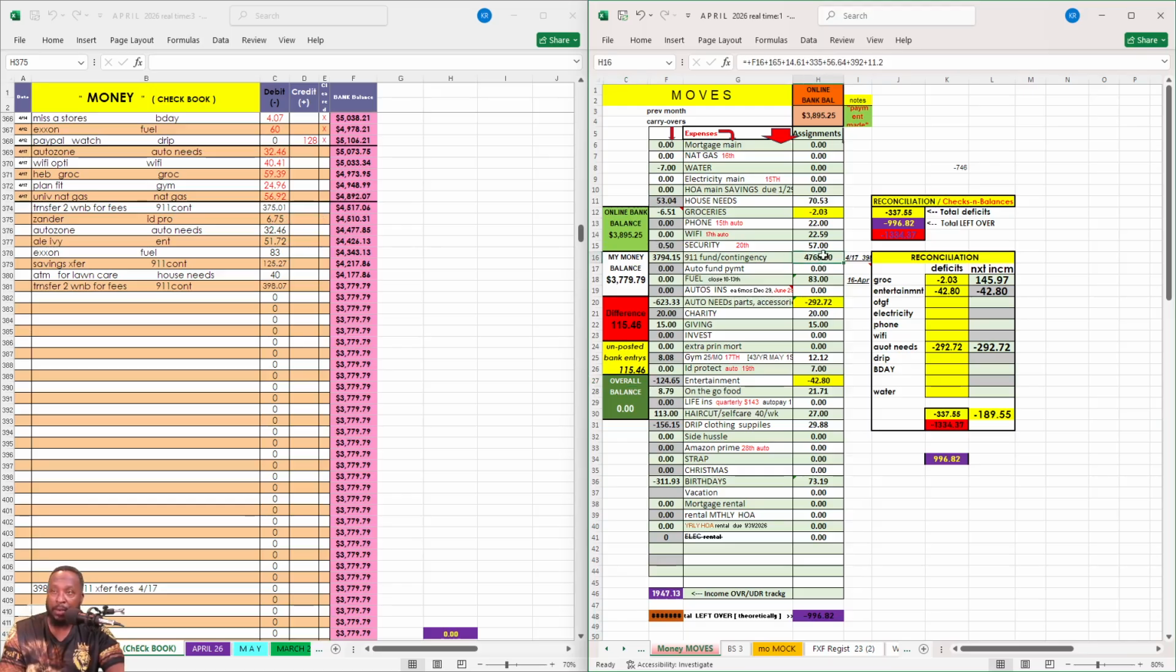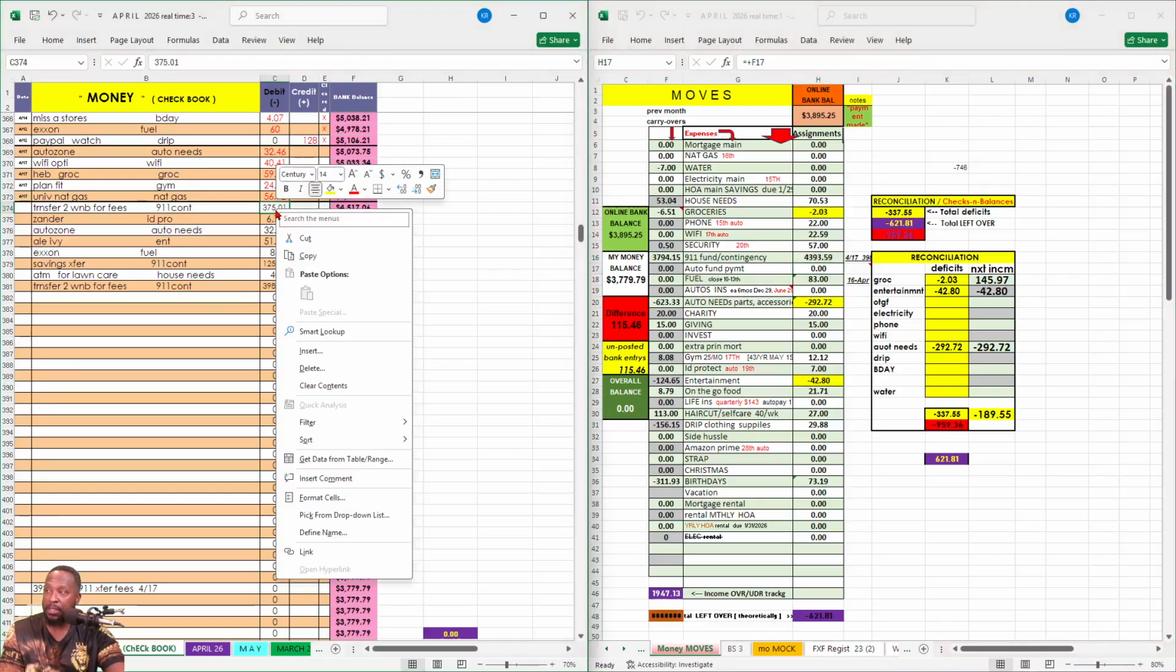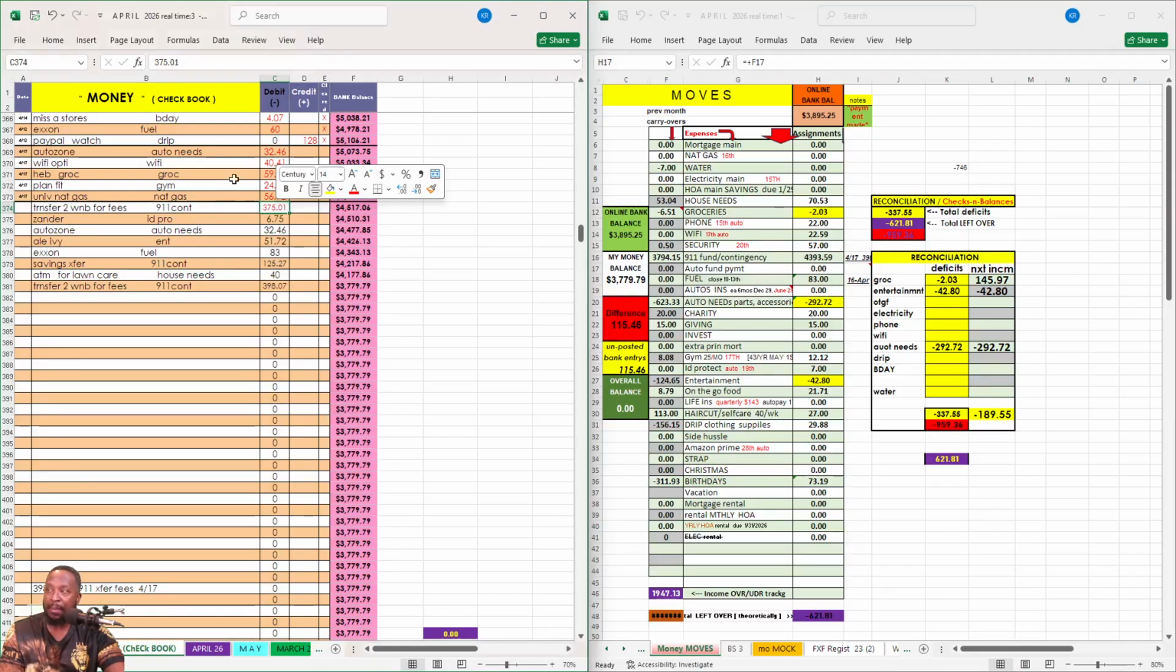So I'm going to go here, go up into the formula bar, and I'm going to enter minus 375.01 and press enter. Okay, since that one's done, I'm going to come back over here to the money spreadsheet, and I'm going to mark it red like I did last time I did all of this, so that I can indicate that that one's done.